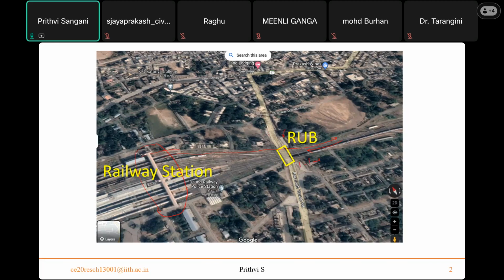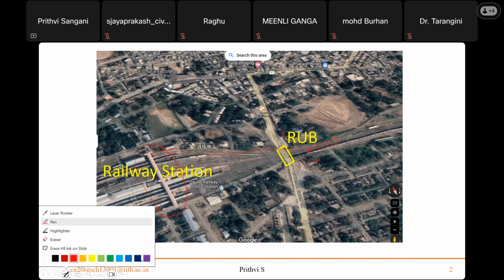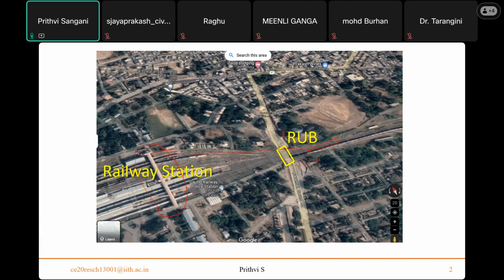Railway underbridge is only a one lane road. Because of this one lane road, whenever you have traffic coming in and going out, there are huge traffic jams in this entire stretch, and this has become a very big political issue over there.